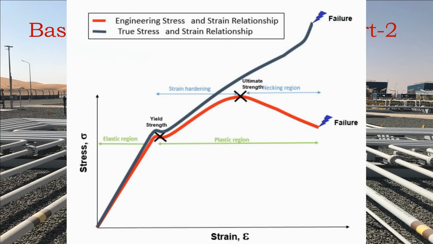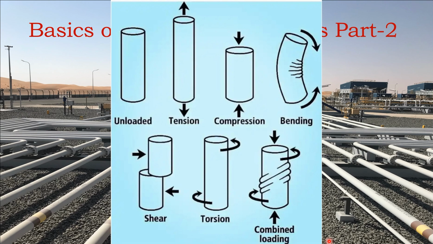Then we discussed the concept of different regions in the stress strain diagram, like elastic region, plastic region, and the concept of strain hardening. Then we discussed how to calculate proof stress for a material having no specific yield point. Then we discussed the difference between true stress strain curve and engineering stress strain curve, and the use of stress strain curve in engineering.